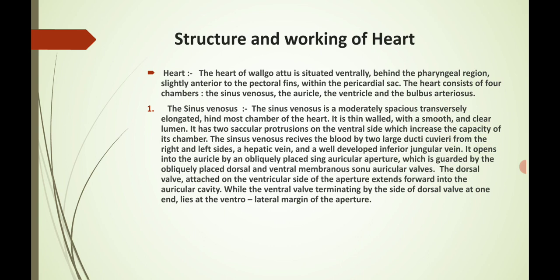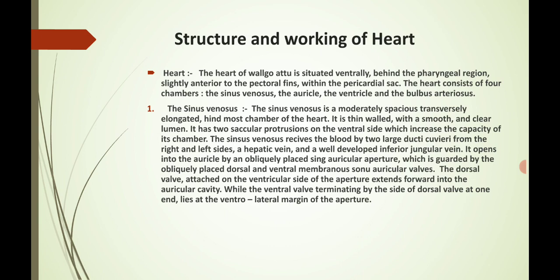Firstly, the heart of Wallago attu. The heart of Wallago attu is situated ventrally behind the pharyngeal region and slightly anterior to the pectoral fins, with the pericardial sac. The heart consists of 4 chambers. The heart of Pisces has 4 chambers.